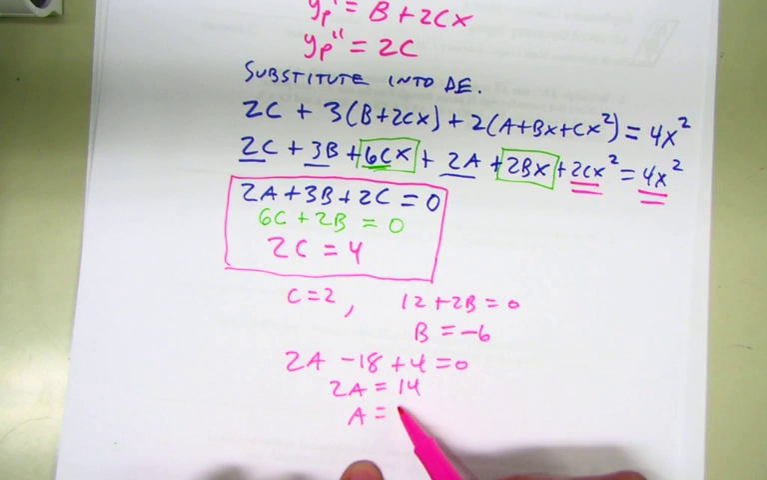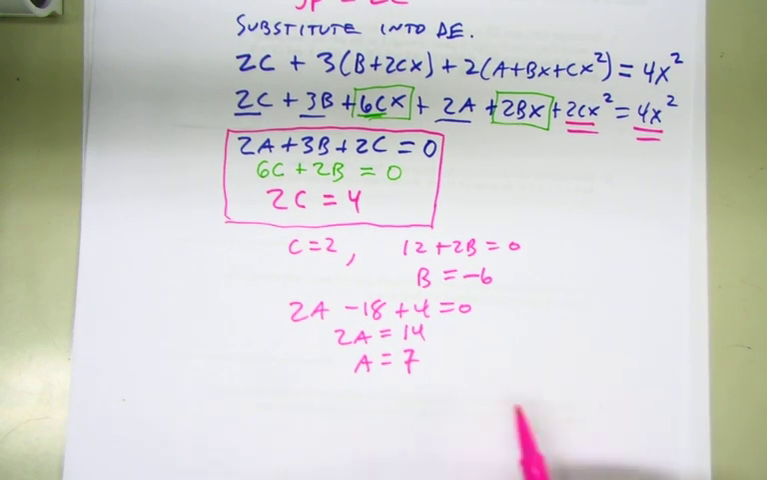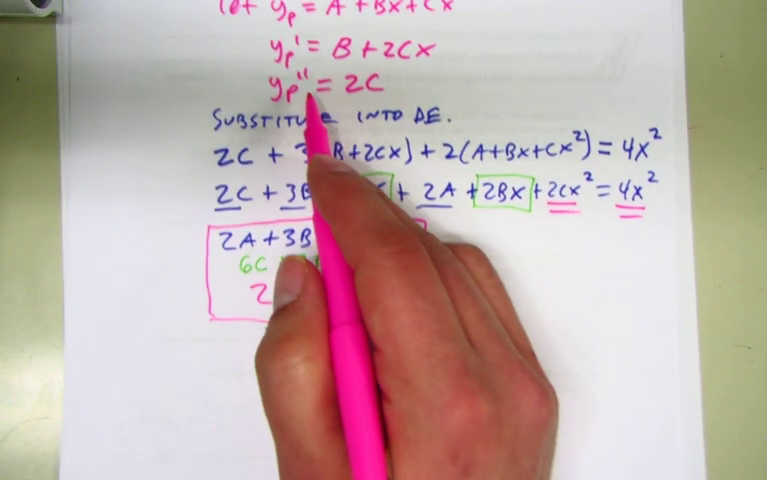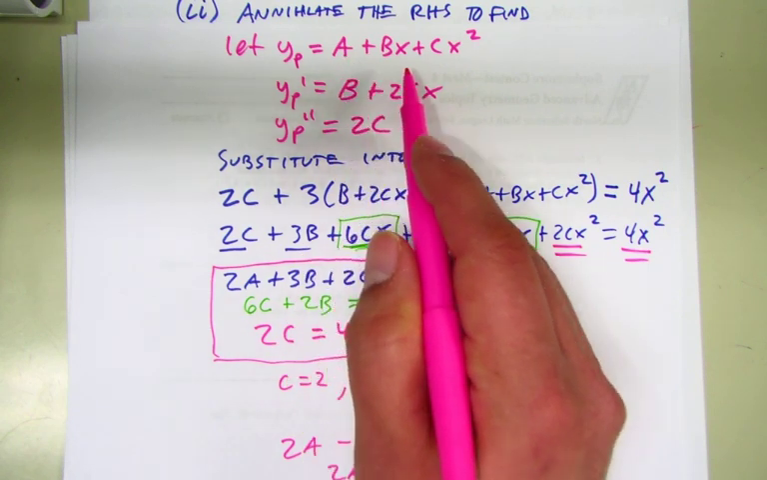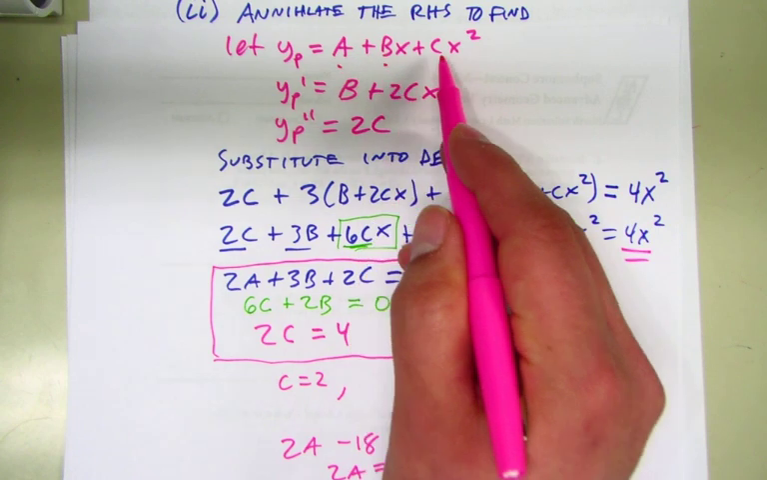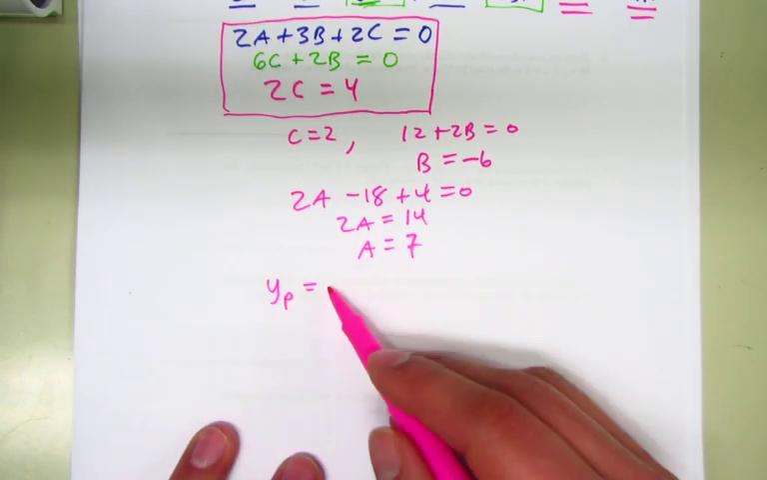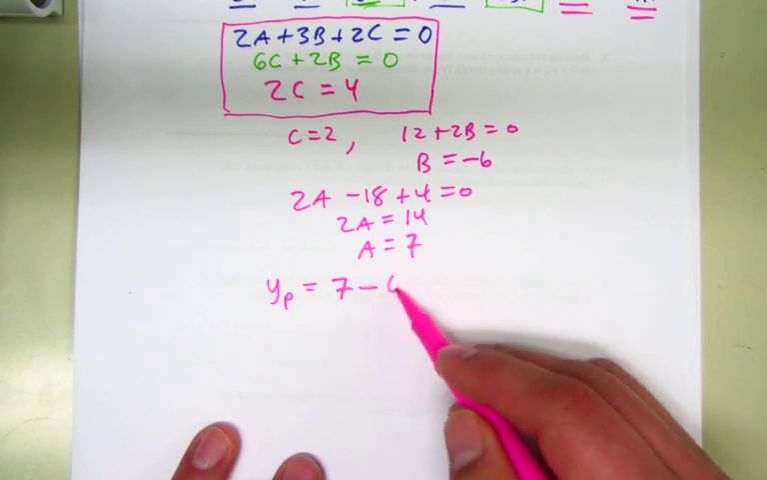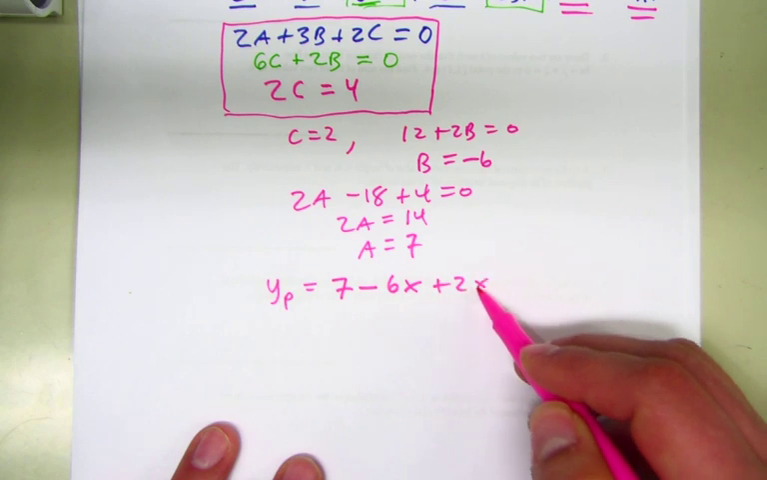So a is going to be 7. Okay? And so now what we just found is the particular solution. Remember, the particular solution looks like this, and we just figured out what these constants a, b, and c, in other words, these were the undetermined coefficients that I had, which are now determined because we figured them out. So the particular solution is 7, where's b? So minus 6x, and then plus cx squared, so plus 2x squared.